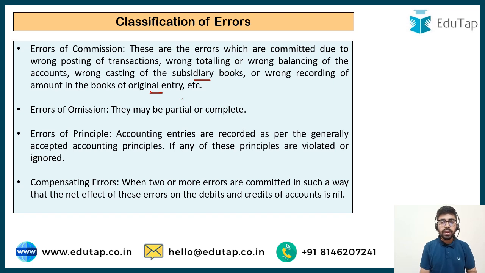Book of original entry is nothing but your journal only. So these errors are referred to as the errors of commission. Now, then is error of omission. Omission itself means that we have omitted something. A transaction may be completely omitted.